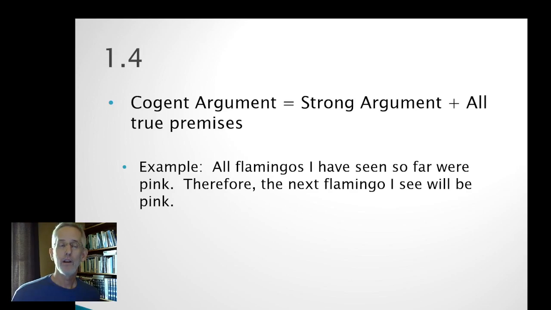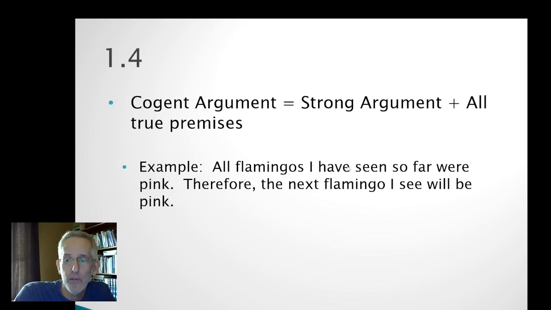Now, if I lied and said I've observed 5,000 ravens, well, 5,000 observations would be enough to give strength, but if I'm lying and I never really saw them, then my premises are actually false and the argument would lack cogency also. So in order for an inductive argument to be cogent, it has to have strength and it has to have actually true premises. So I'll give you an example here. All flamingos I've seen so far were pink. This is similar to the raven example. Therefore, the next flamingo I see will be pink.